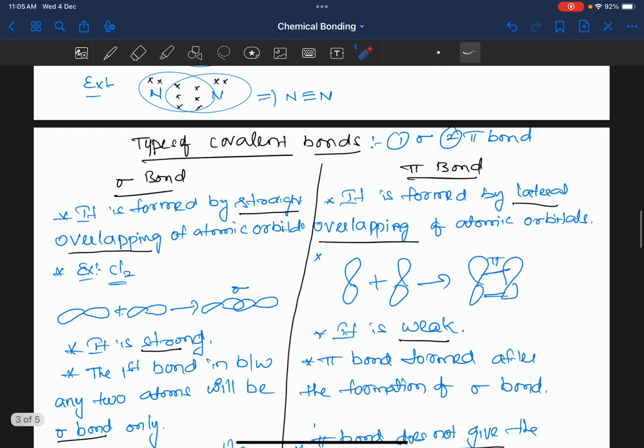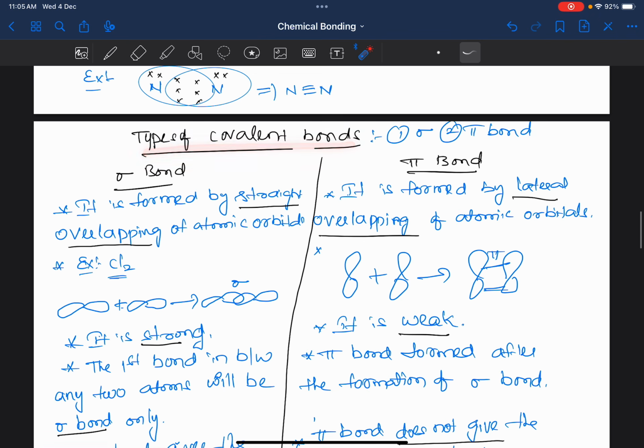Now, here are the types of covalent bonds. Covalent bonds are also divided into two types. What are they? Sigma bond and pi bond.